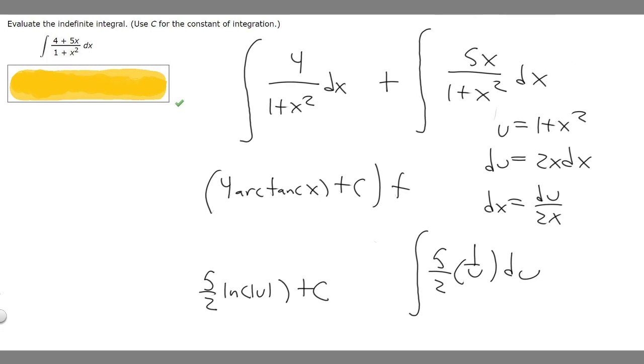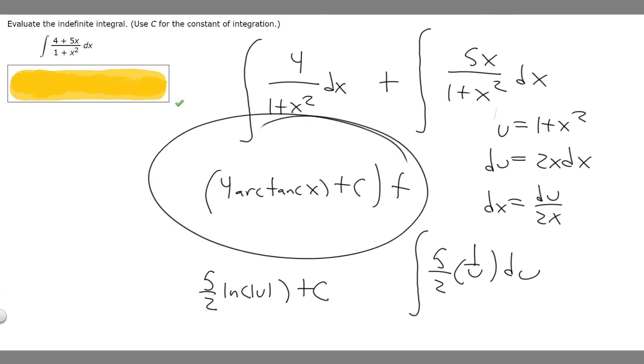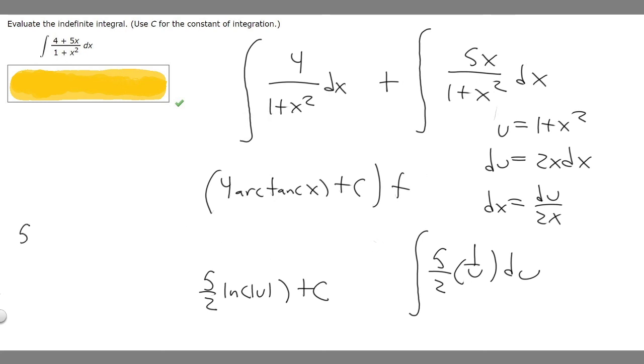So we solved it. Then we've got to add it to this one. If we add them up, we're going to get 5 over 2 times the ln of the absolute value of u. And then our C's are going to combine basically. So I'm just going to add this part next: plus 4 times the arctangent of x. And then our C's combine, so we'll just add them at the end.